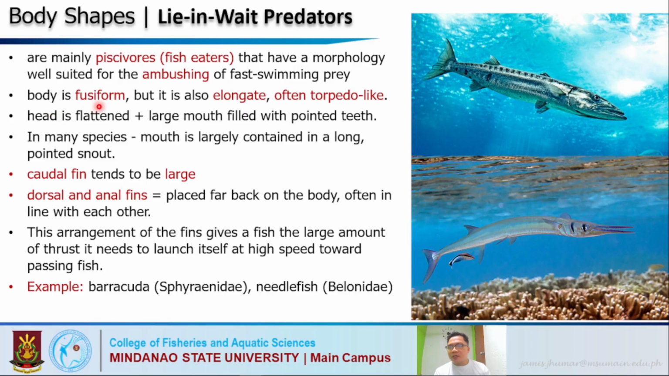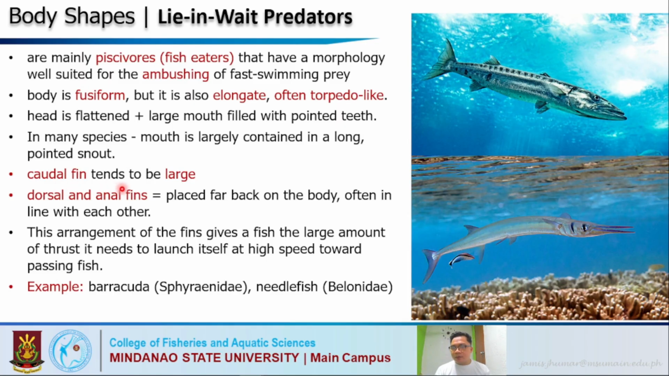Body form is still fusiform, but it is also elongated, often torpedo-like, meaning to say parang bullet type yung kanilang mga body shape. And then the head is flattened and the mouth is filled with pointed teeth, hence piscivorous in nature. In many species, the mouth is largely contained in a long, pointed snout. So that's basically their main characteristic as a piscivorous fish.